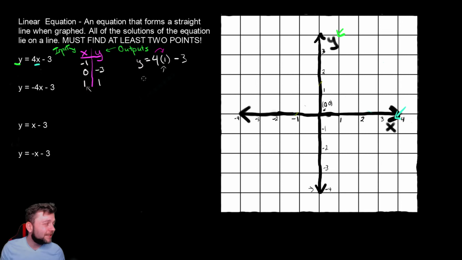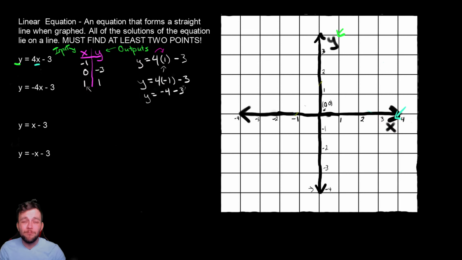And then lastly, when we plug in, y equals 4 times a -1 minus 3. What is a 4 times a -1? You have a -4. So y equals -4 minus 3. And what is a -4 minus 3? It is more negative. Okay? So you're getting more negative. So -4 minus 3 is y equals -7.